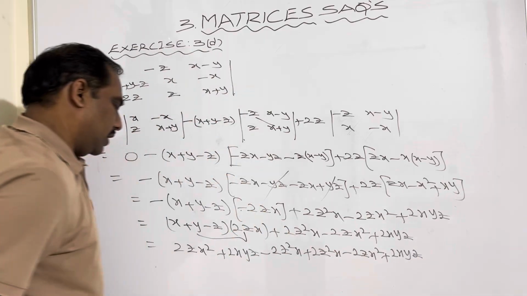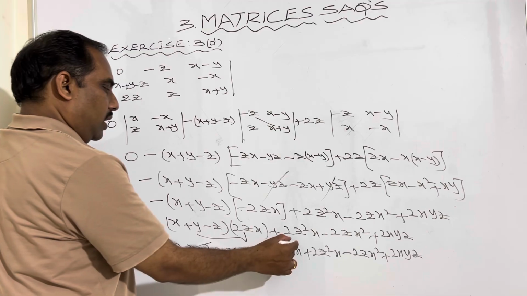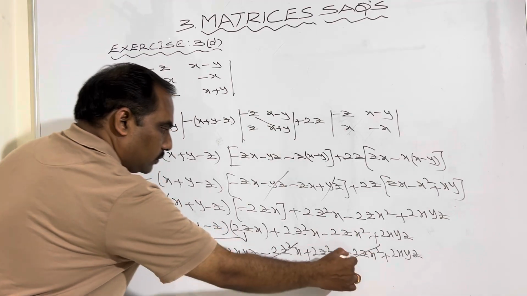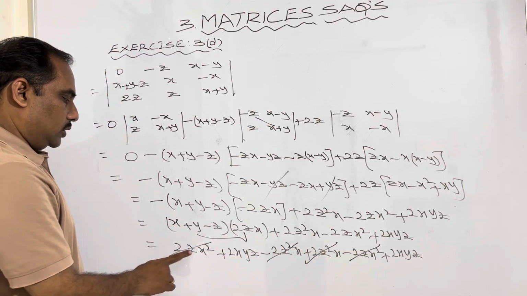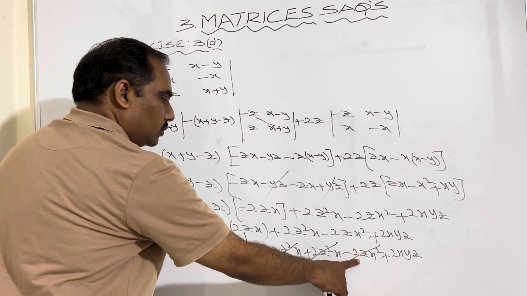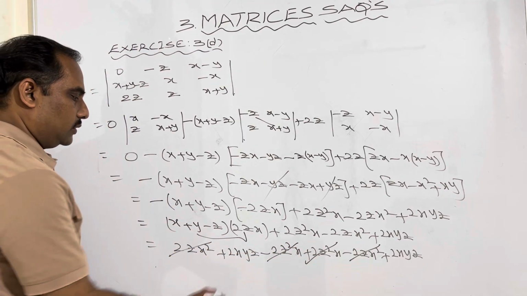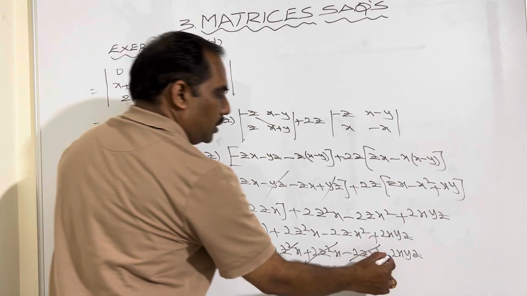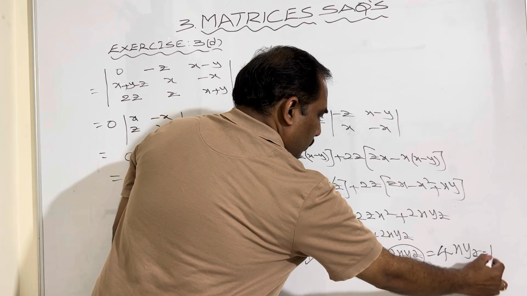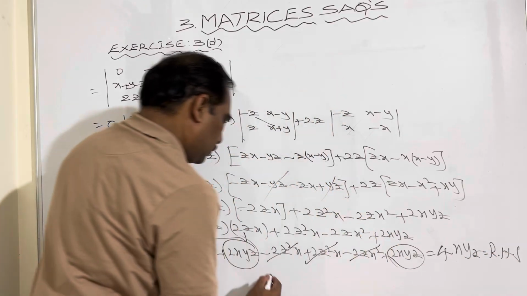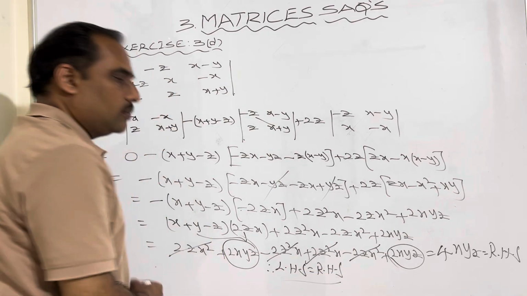See, if you observe carefully, plus 2zx square and minus 2zx square, and plus 2z square x minus 2z square x get cancelled. So we have left over only 2xyz plus 2xyz, which is 4xyz, which is the RHS we are required to prove. Therefore LHS is equal to RHS. So like this we can prove this problem.